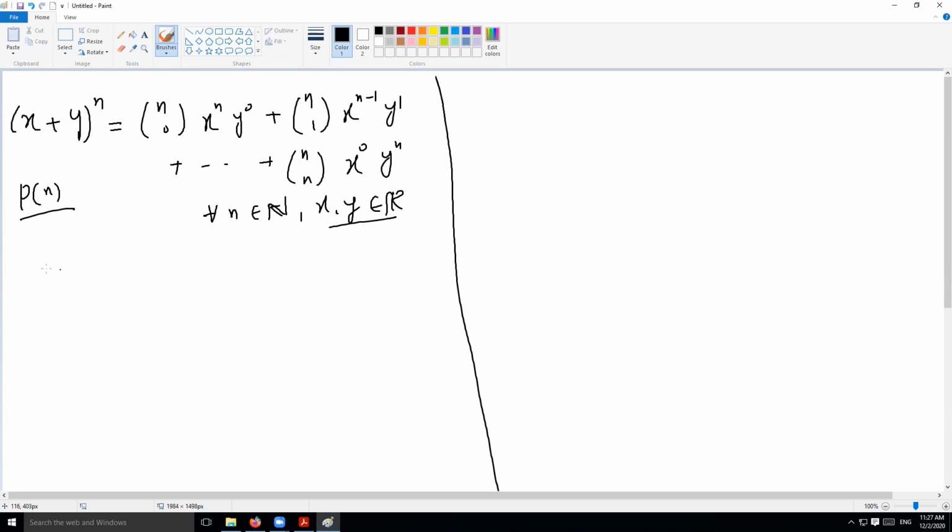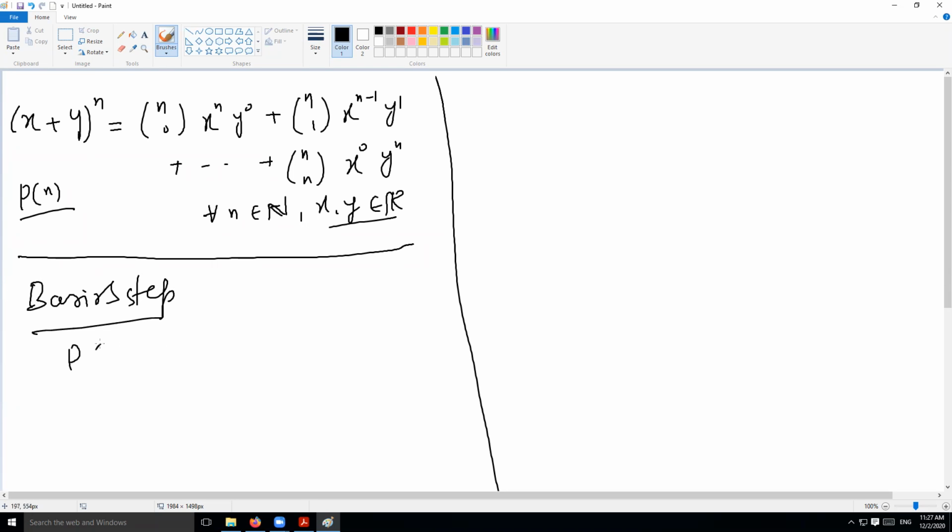So shall we prove it? Let's try to prove it, okay? The proof is going to be a little bit painful, but don't worry, it's actually nice. So let's do the basis step. What we need to do in the basis step is to show that P of 1 is true.